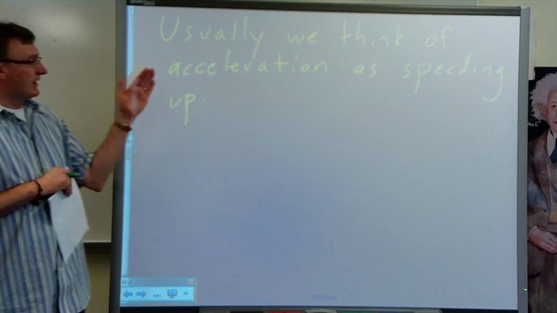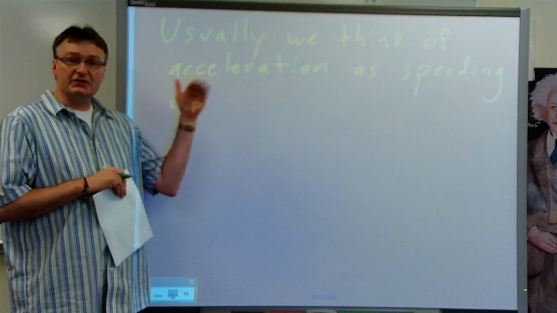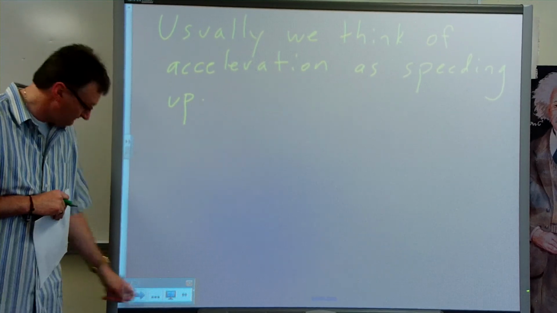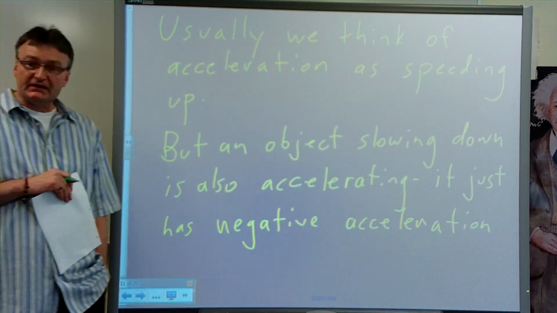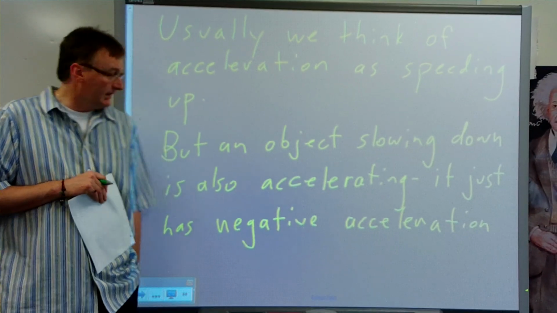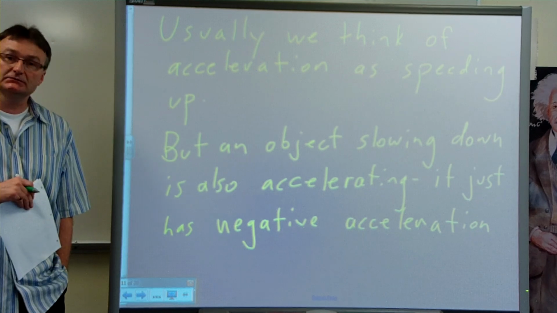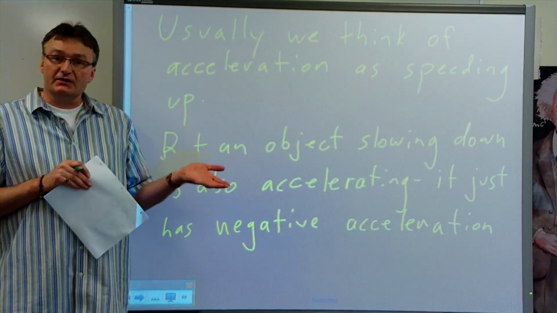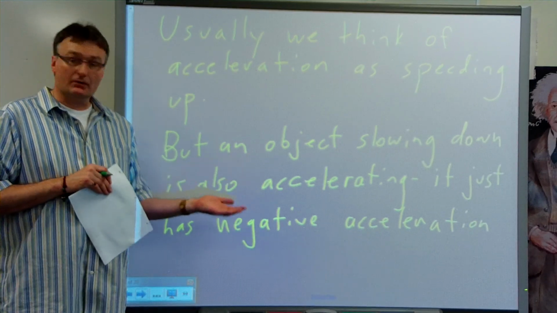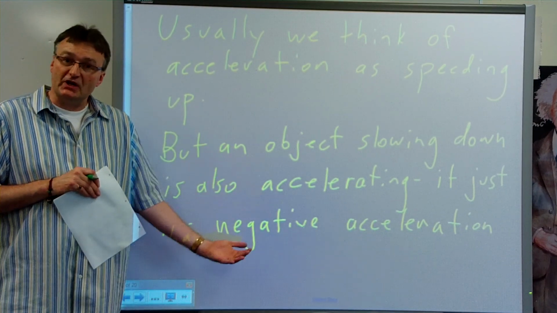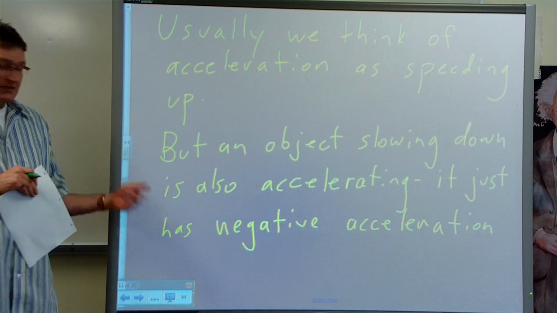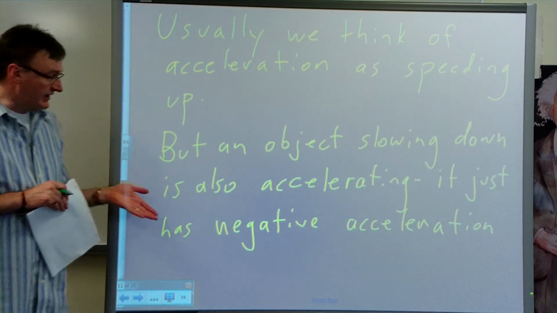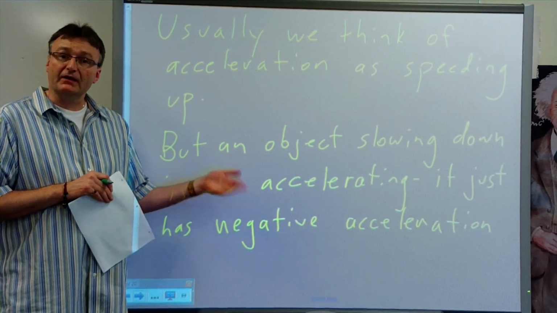But as far as acceleration goes, oftentimes we just think of acceleration as something is speeding up. However, when an object is slowing down, it is also accelerating. Why? Because its velocity is changing. If something is slowing down, its velocity has to be changing. Therefore, it is experiencing acceleration. It just happens to be that its acceleration is negative and not positive.